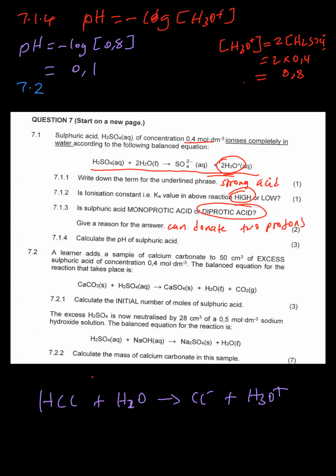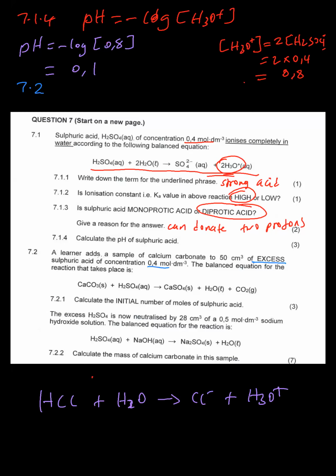7.2: Elena adds a sample of calcium carbonate to 50 centimeter cube of excess sulfuric acid of concentration 0.4. Sulfuric acid is in excess, according to the following balanced equation. The first question says, calculate the initial number of moles of sulfuric acid.